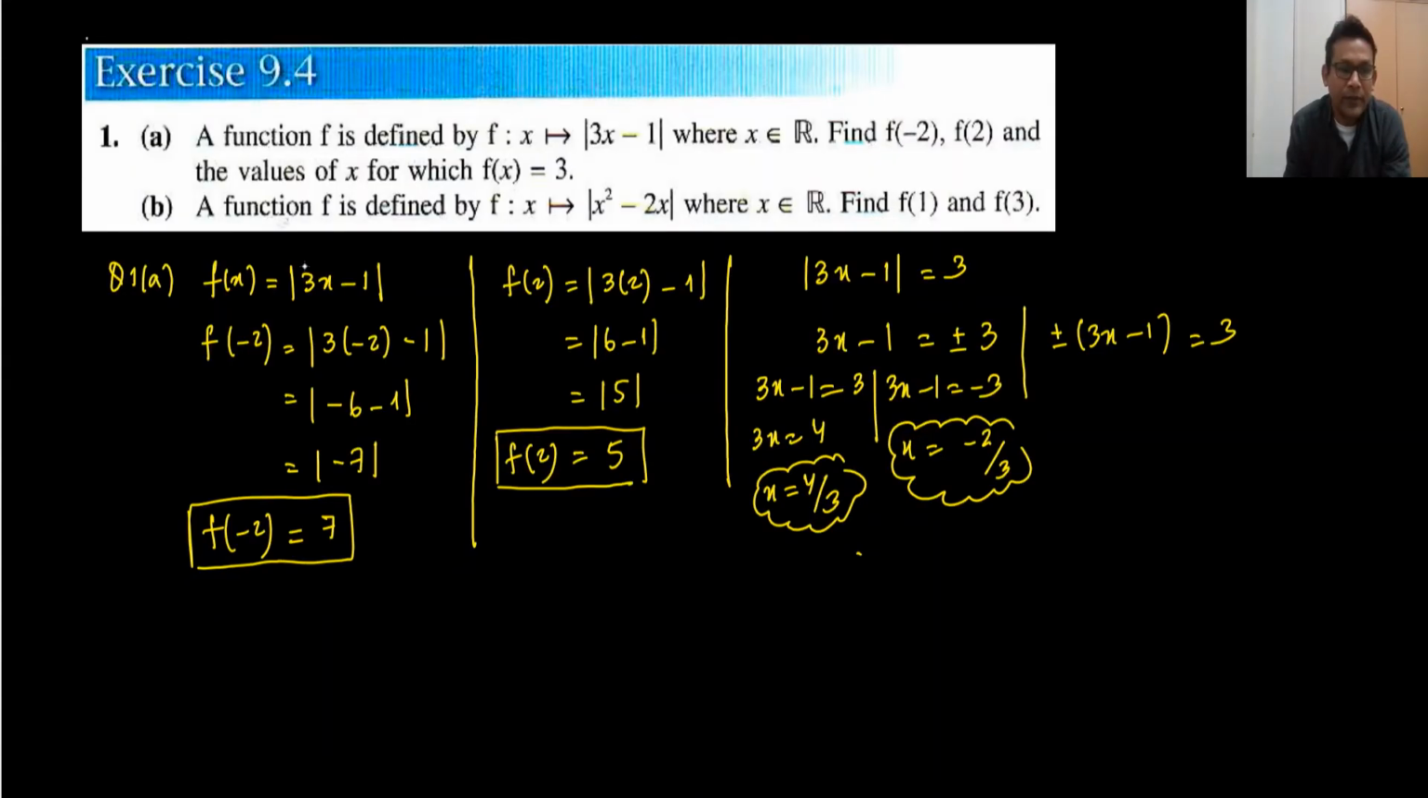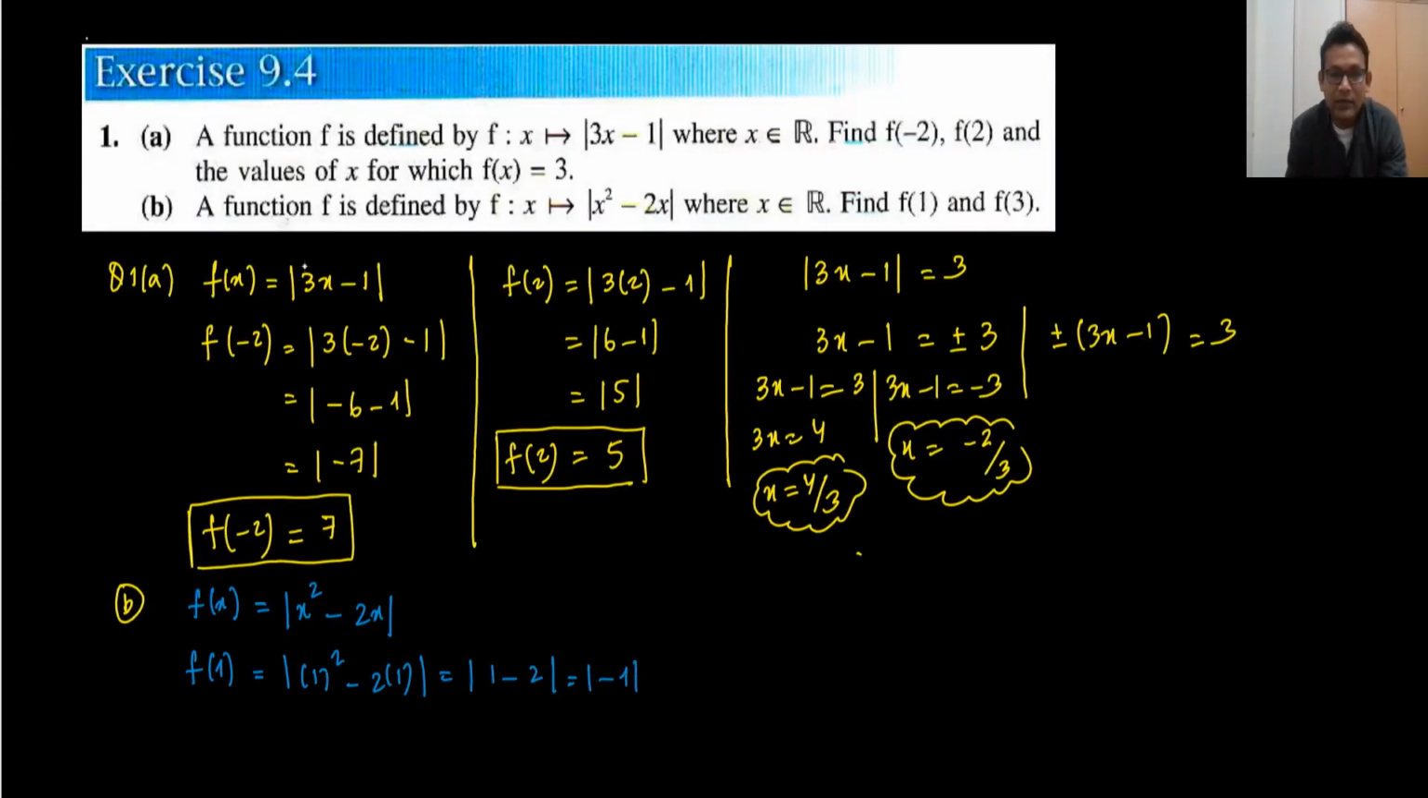Moving to part 2 now, question number 1, part B. In part B, we have a function f in quadratic form. f of x is equal to the modulus of 3x squared minus 2x, and we find f of 1. We just need to put in the value: 1 squared minus 2 times 1. 1 squared is 1, minus 2 is minus 2. The answer is minus 1, and when we remove the sign, we always write the positive answer. So f of 1 is 1.